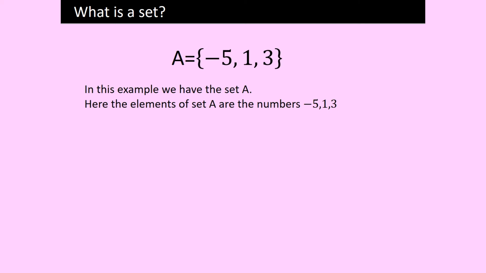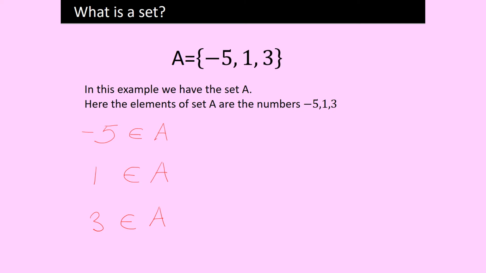We use the letter epsilon to mean element. So we could say -5 is an element of the set A. We could say 1 is an element of the set A. And we can say that 3 is an element of the set A.